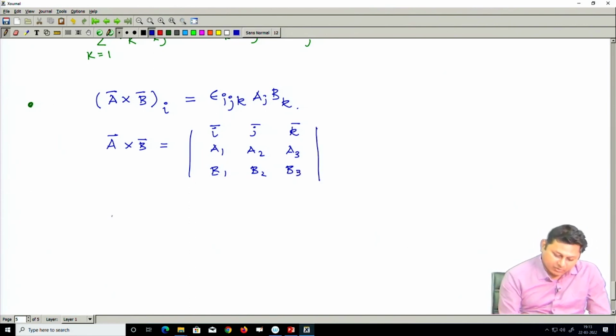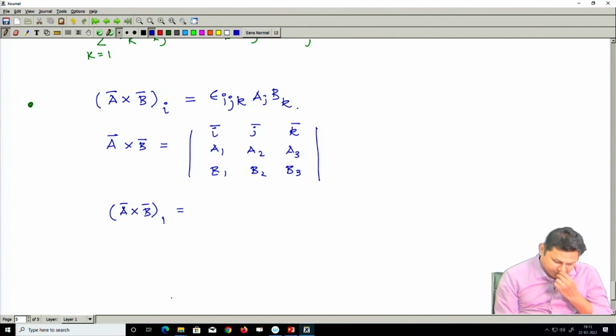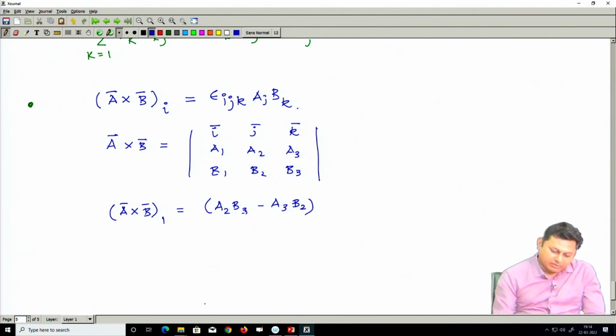If I want to find A cross B, okay, I take i as 1, that means the x component. What do we get? You will get A2 B3 minus A3 B2. This is the value we are getting. Now, if I write it in terms of these symbols, you can see that j and k are repeated. That means the summation sign is already implied, so I am just removing this summation sign.